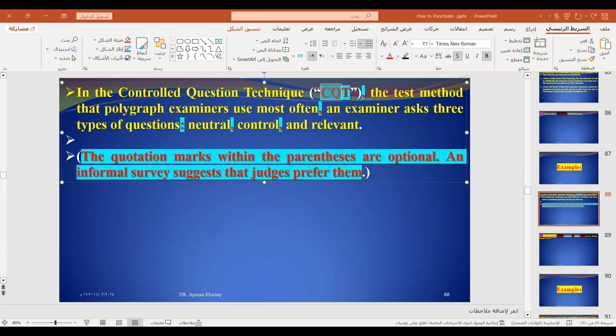In the controlled question technique, the test method that polygraph examiners use most, an examiner asks three types of questions: neutral, control, and relevant. The quotation marks within the parentheses are optional and informal. Surveys suggest that judges prefer them.